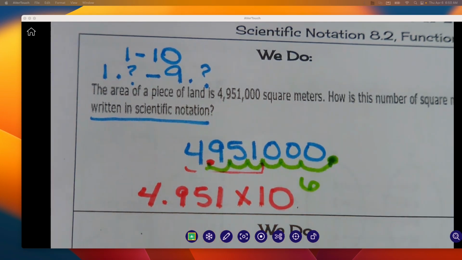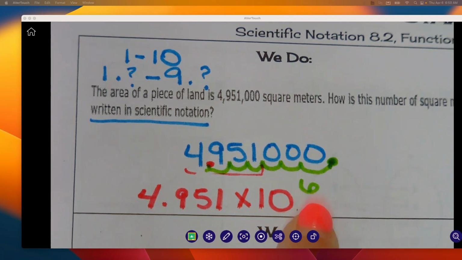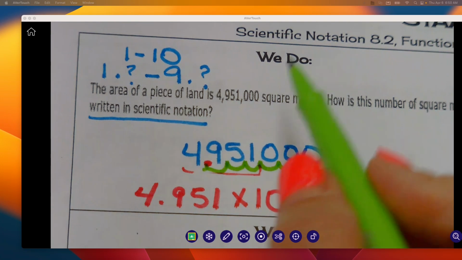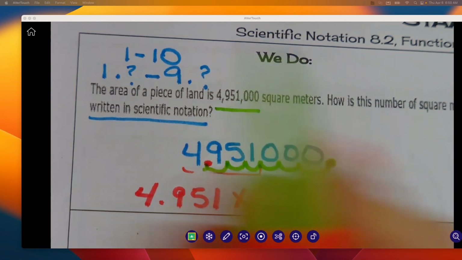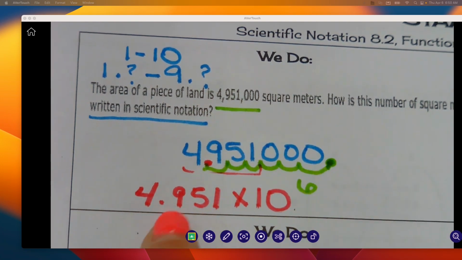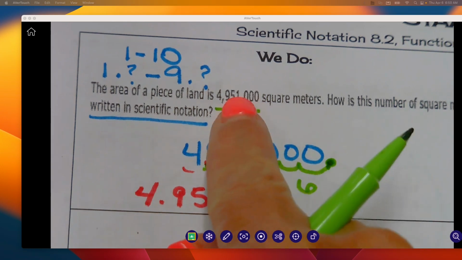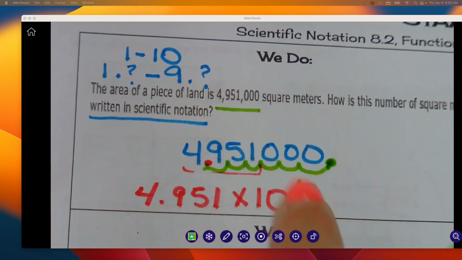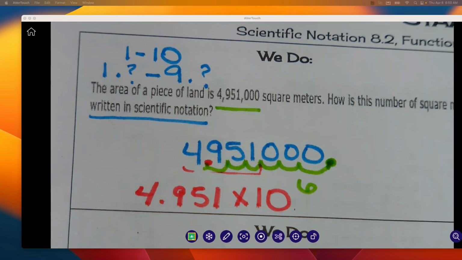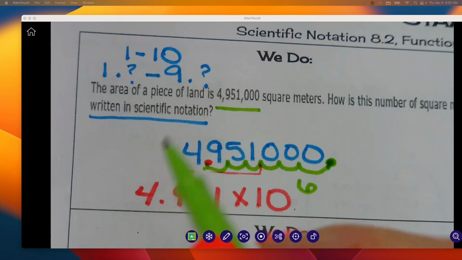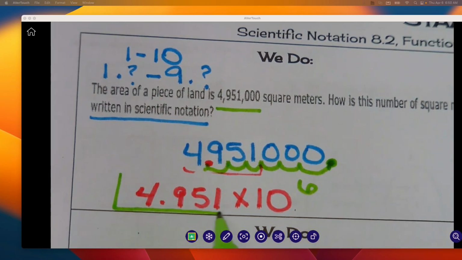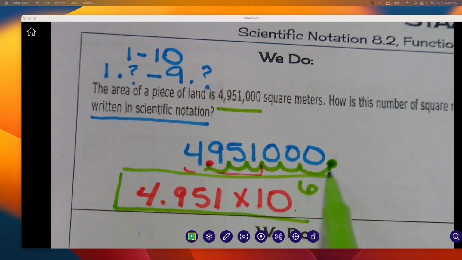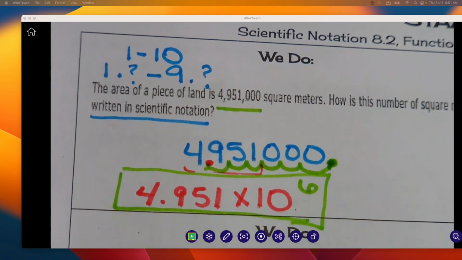So my exponent is going to be 6. Now, what determines if this exponent is positive or negative is we're going to look. Our original number is 4,951,000. That number is way bigger than this. Okay, it is way bigger than 4.95. So since our original number is bigger, that means our exponent is going to be positive. Okay, so our answer is 4.951 times 10 to the 6th power.